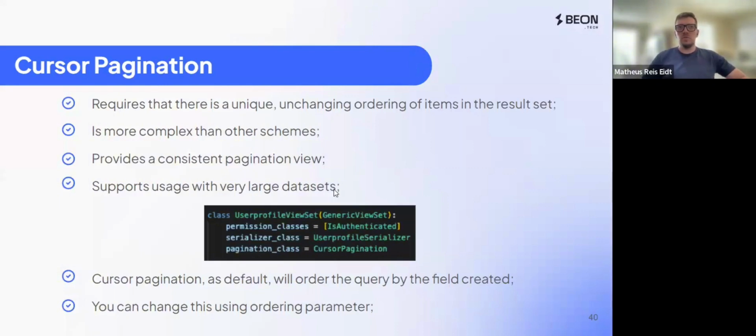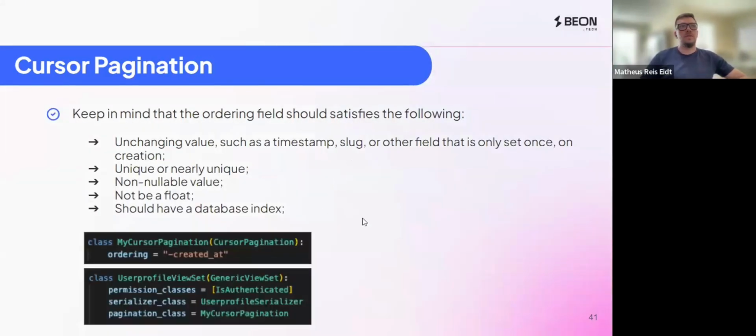It also supports usage with very large datasets because it's very optimized. To use this, you do it the same way as the others we already showed. You just add the cursor pagination to the pagination class. But keep in mind that this cursor pagination by default will order the query by the field called created. If you don't have a field created on your model, this type of pagination will not work. You have to customize this. On the next slide, we have an example on how to customize the cursor pagination.